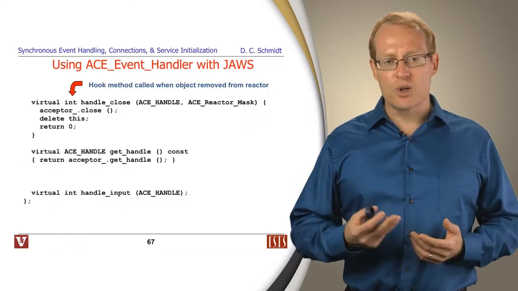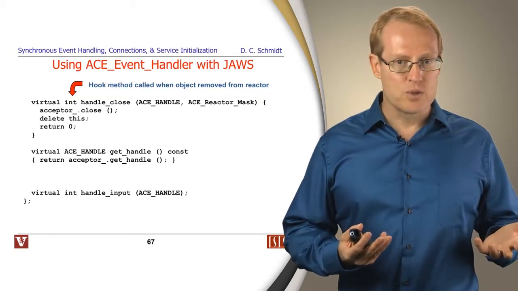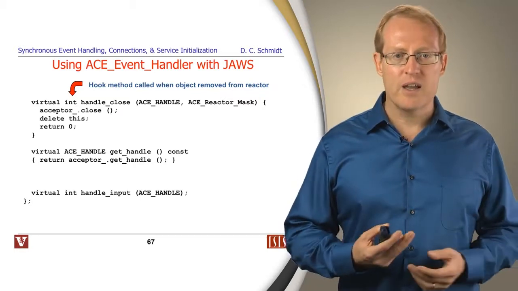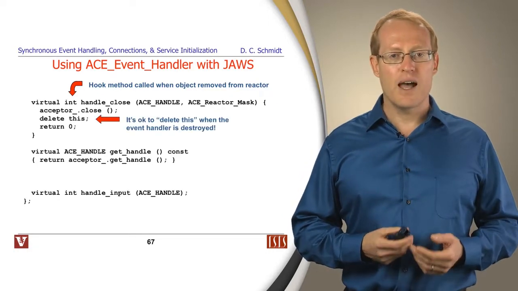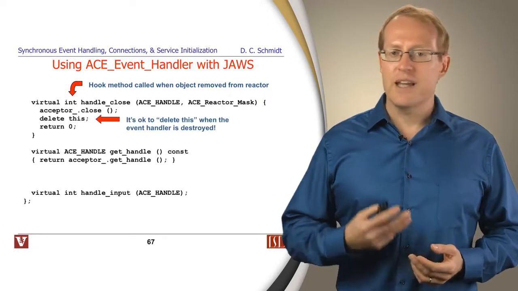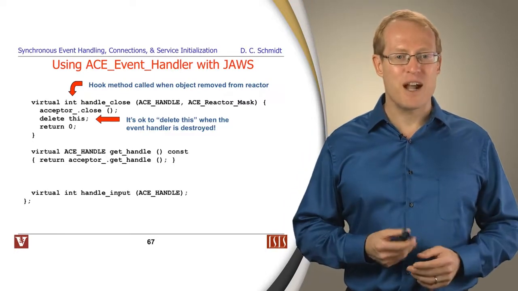Let's take a look at the handle close method. This is the one that's called back when this particular object goes away, say when the reactor is shutting down. In this particular case, it goes ahead and shuts down the acceptor, and then it deletes itself. It's perfectly valid to do delete this in this case, though you have to be careful of this in practice.